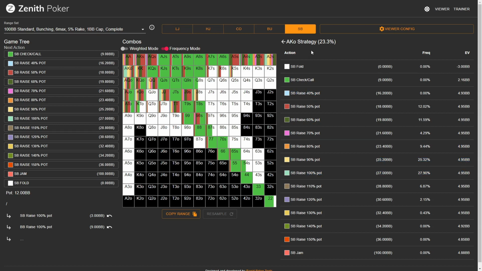If you notice here, ace-king offsuit 4-betting really small is pretty horrendous, and 4-betting a little bit too big, and even jamming here is a little bit too much at this early stage in the game tree.